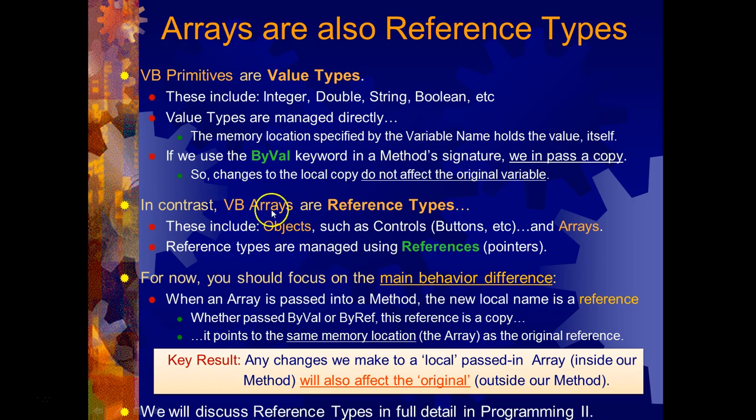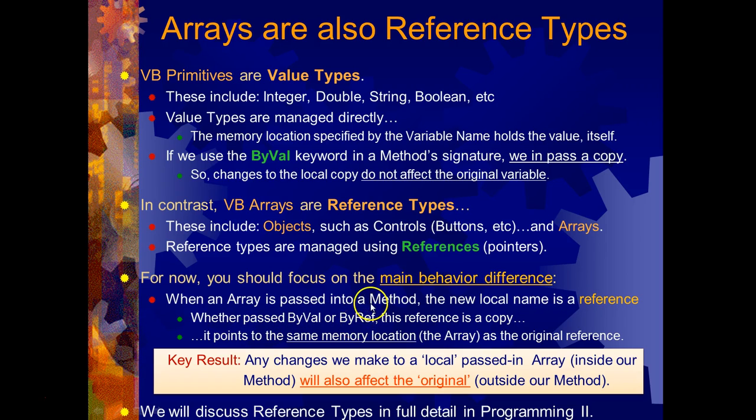Anyway, he says VB arrays are reference types. These include objects and complicated things like buttons and controls and arrays. Reference types are managed by using references or pointers, so we saw that a little bit. For now, you should focus on the main behavior difference. When an array is passed into a method, the new local name is a reference. And now he says whether it's passed by val or by ref.